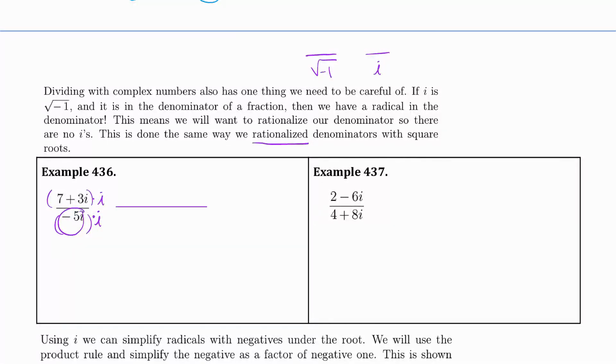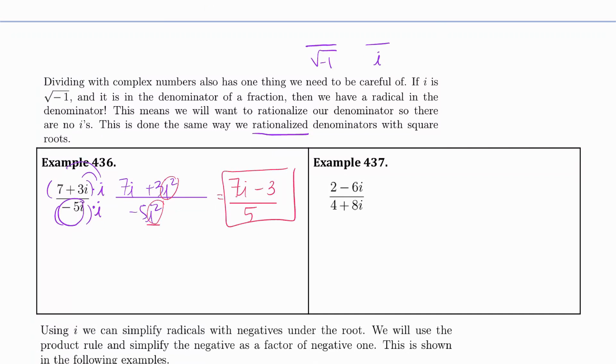Okay, so if we distribute the i on top, we get 7i plus 3i squared, and on bottom we get negative 5i squared. Again, we want to make sure that we don't leave any i squareds here. Remember, i squared is negative 1. So on top we really have 7i plus 3 times negative 1, or minus 3, divided by negative 5 times negative 1, or positive 5. We can't simplify this at all, so we leave it just like it is.